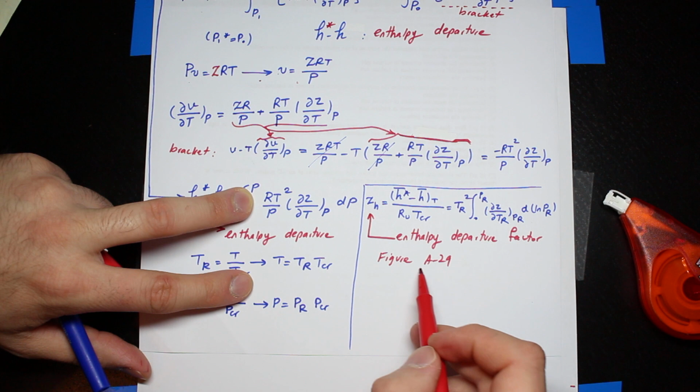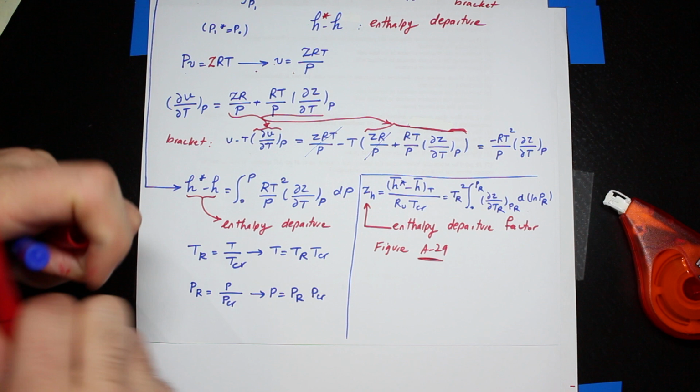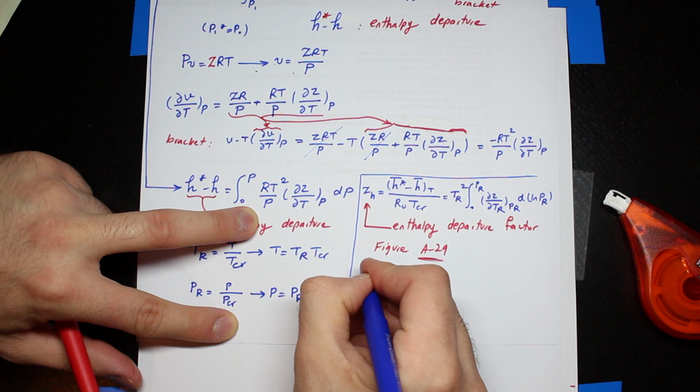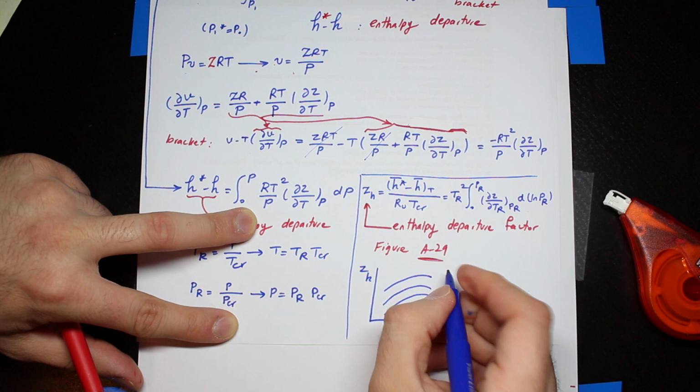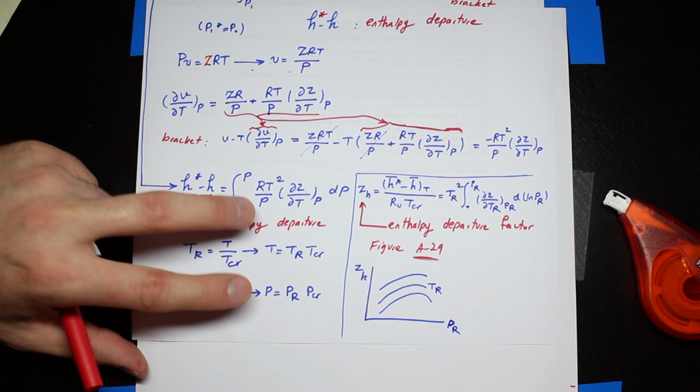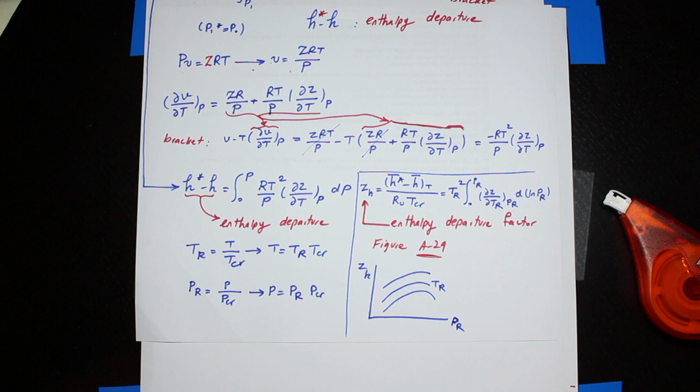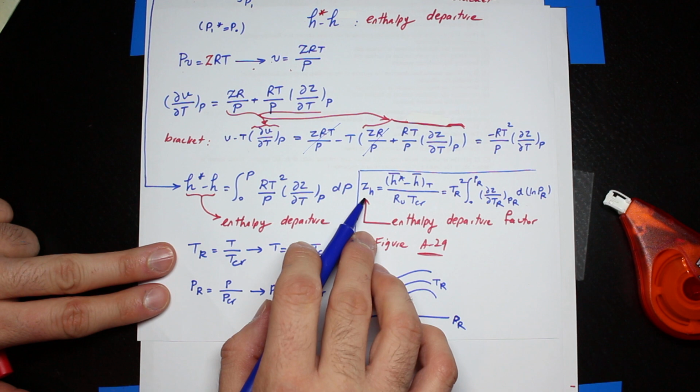Okay, if we go to that figure, we will definitely solve an example problem, but this is how the figure looks. The figure has ZH on the vertical axis, and here we have reduced pressure, and there are different curves, and those curves are TR constant curves, or constant reduced temperature curves. So we will definitely do some problems for that. But the point is, we will need this ZH to be able to find the difference of enthalpy in real gases.